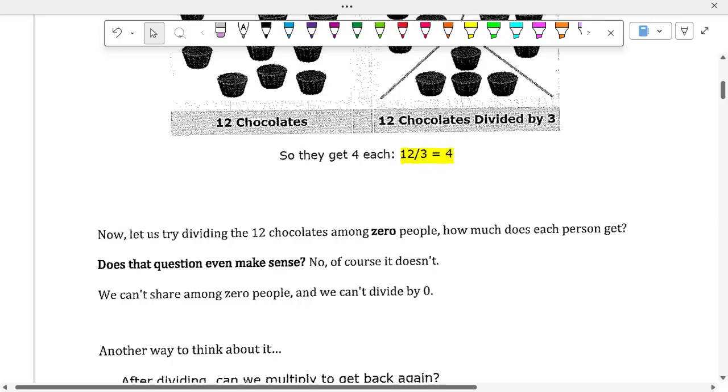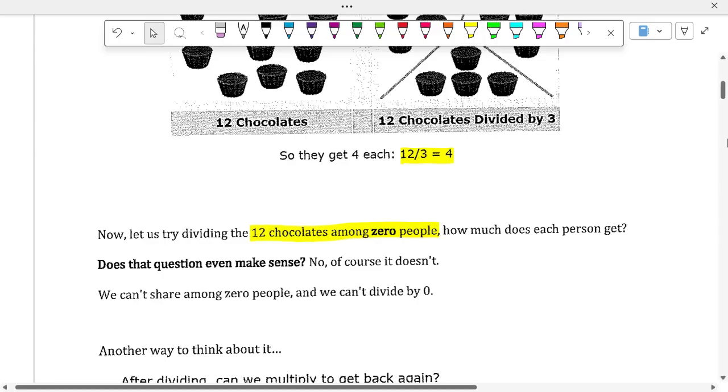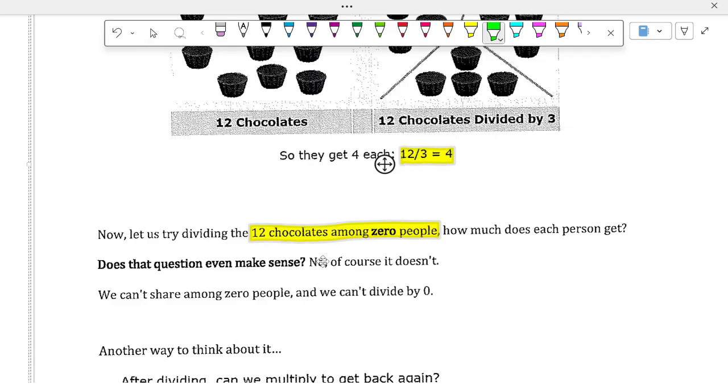Now, think about it this way. What if you tried dividing 12 chocolates among 0 people? How much does each person get? 0 people. So not even the person that bought the chocolates. Let's just say they're still sitting at the store. The store has 12. No one buys them. 0 people. How do you share it? Does that question even make sense? No, it's not possible. The question doesn't even make sense.